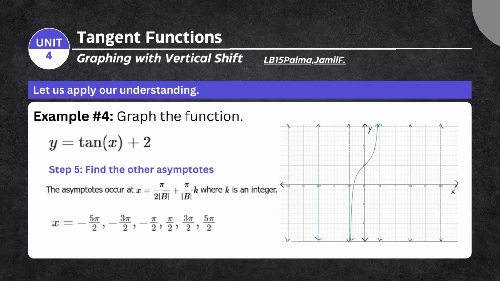The next step is to find the other asymptotes. The asymptotes occur at x equals pi all over 2 times the absolute value of b plus pi over the absolute value of b minus k, where k is an integer. For our problem, the asymptotes are x equals negative 5 pi over 2, x equals negative 3 pi over 2, x equals negative pi over 2, x equals pi over 2, x equals 3 pi over 2, and x equals 5 pi over 2.